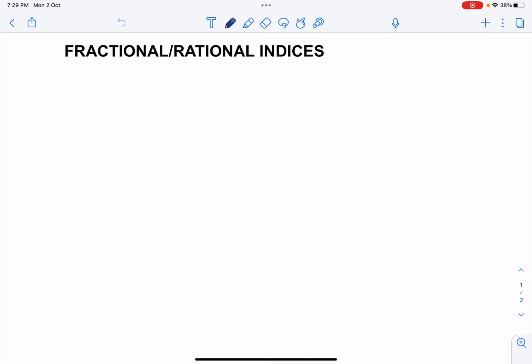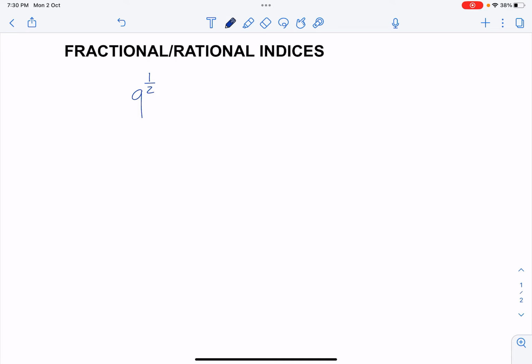Hello students, in this video we are going to talk about rational or fractional indices. First we are going to establish what it means. So for instance, if I have 9 power a half, what does this actually mean?